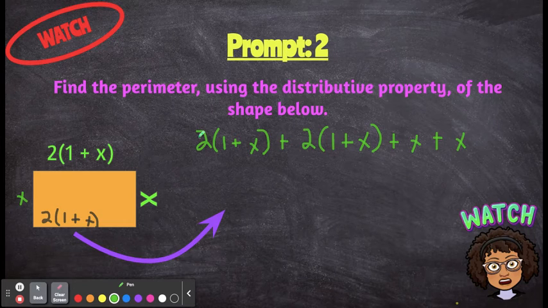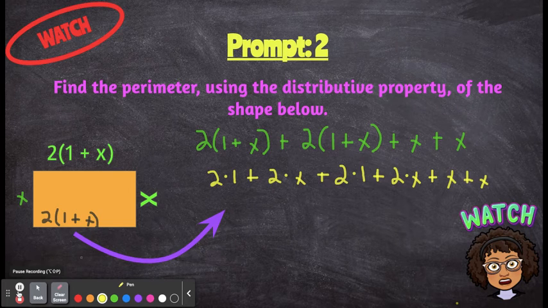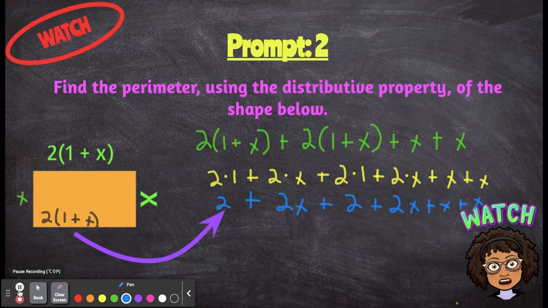Perfect, guys. All right, so now we're going to do the expanded form. Let's do it. All right, so there's my expanded form. 2 times 1 plus 2 times x plus 2 times 1 plus 2 times x plus x plus x. Now let's do this in the factored form. All right, guys, so our factored form, 2 times 1 is 2. Bring down the plus sign. Really want to highlight this.